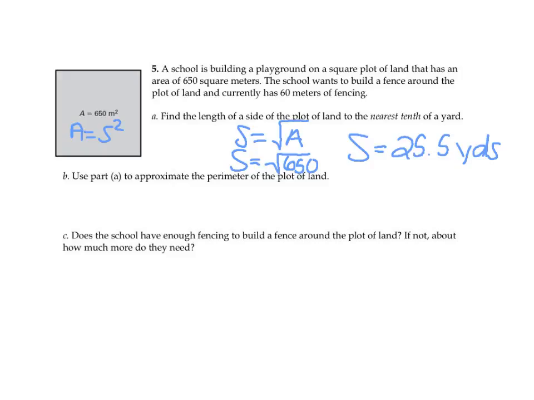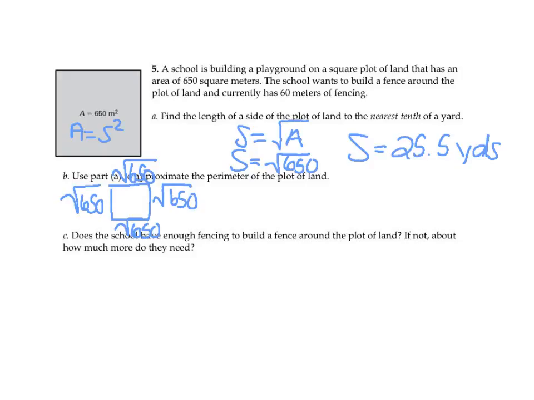Okay. Now we're asked to approximate the perimeter of the plot of land. So I'm going to be very careful here. I'm not going to use my rounded answer. I know that this side was the square root of 650, and this side was the square root of 650, and this side, and this side. I'm using that square root, not the rounded answer, because if I use my rounded answer, I might change my answer just a little bit. I want to be very careful not to change it very much.